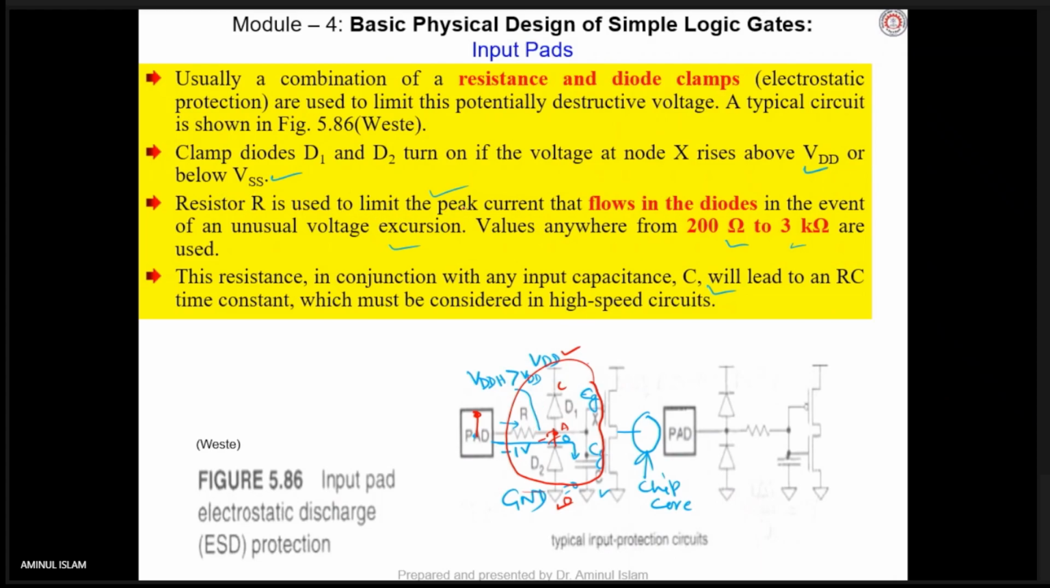So the resistor R is used to limit the peak current that flows in the diodes in the event of an unusual voltage excursion at the input pad. Values anywhere from 200 ohm to 3 kilo ohm are normally used. This resistance in conjunction with any input capacitance C will lead to an RC time constant which must be considered in high-speed circuits, because this resistance and C is going to form an RC delay.